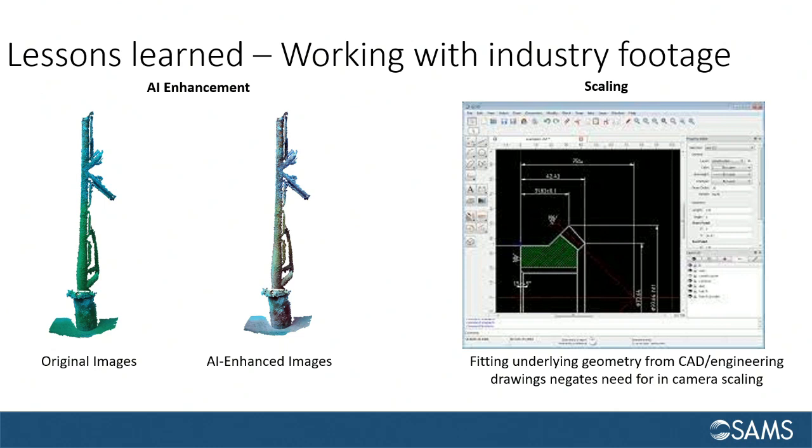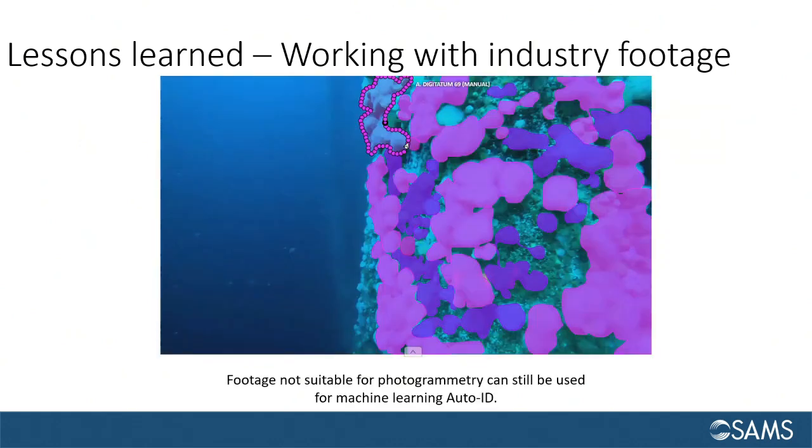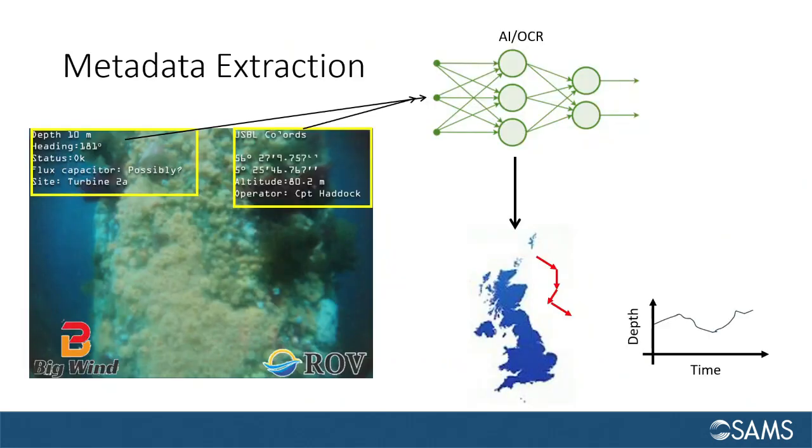We found a very good trick is to fit the underlying geometry from CAD and engineering drawings. That means we don't need to scale the images. The scaling comes afterwards when we fit the model to the 3D model. For some footage, we just can't do photogrammetry, but our machine learning still works really well. We can have conversion factors and go from this to a volume. So that's something we can do with footage that perhaps isn't suitable for photogrammetry.